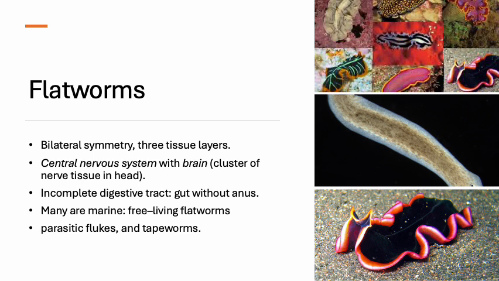Flatworms make a big evolutionary step with bilateral symmetry and a central nervous system, complete with a simple brain. Their body design allows for directed movement and more complex behaviors. Some are free-living in marine environments, while others are parasites like flukes and tapeworms. They have an incomplete digestive system with only one opening, but they're still effective feeders. What's fascinating is how this relatively simple body plan paved the way for the most complex bilateral animals that followed.